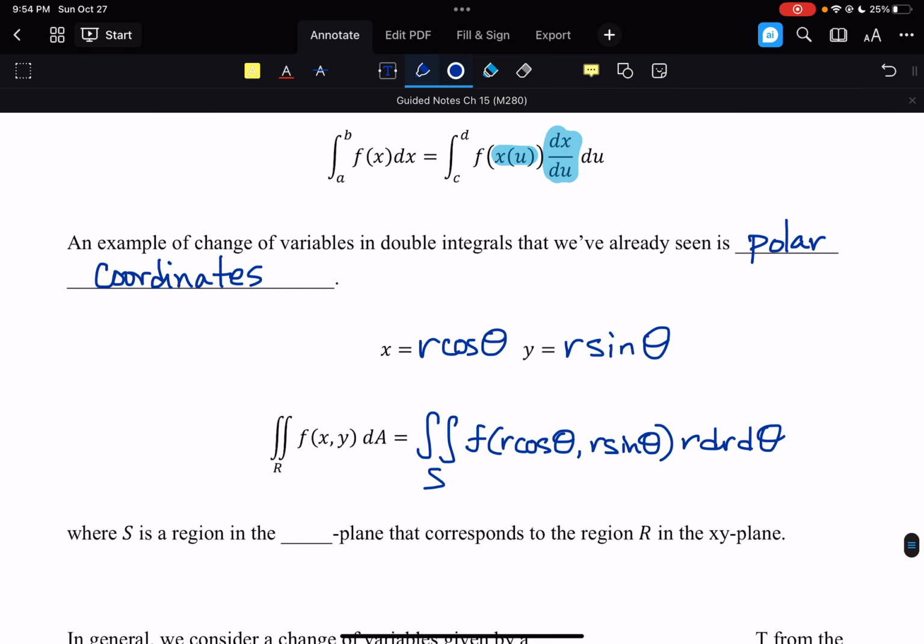So polar coordinates is a change of variables because we're turning x's and y's into r's and thetas, okay, or vice versa. So when we set up our double integral over R of f of x, y, dA, that's equal to the double integral over S of that same thing converted into polar, right? With r cosine theta, r sine theta, r dr d theta. So this is where S is a region in the r theta plane that corresponds to the region R in the xy plane.